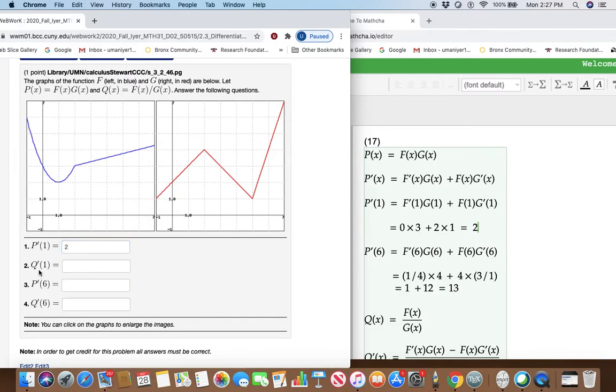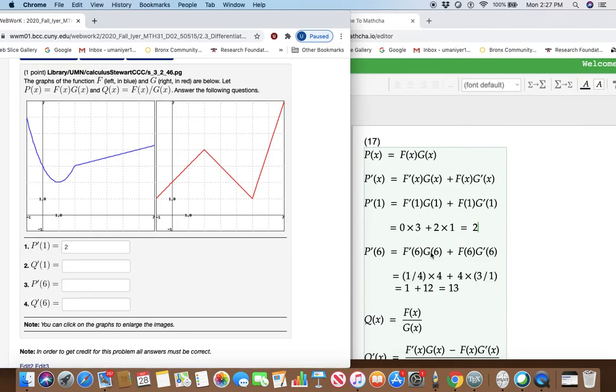All right. What about p prime of 6? Same argument. Instead of 1, I have a 6. So let me figure out derivative of f at 6. 1, 2, 3, 4, 5, 6. So I want to find the slope here. Notice this is a line segment. It looks like it has a rise of 1 for a run of 4. 4 times you have to run to get 1 rise. So the slope here is 1 over 4.